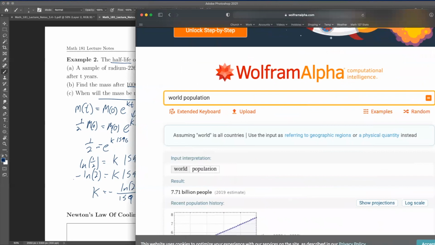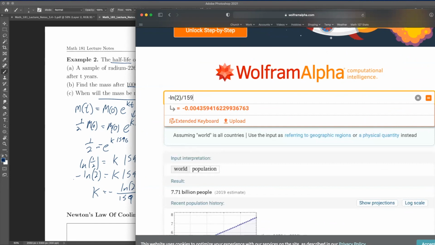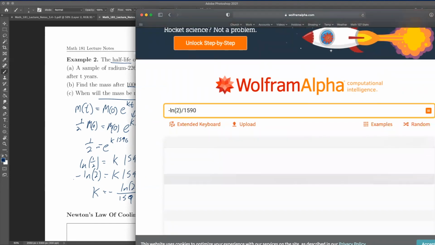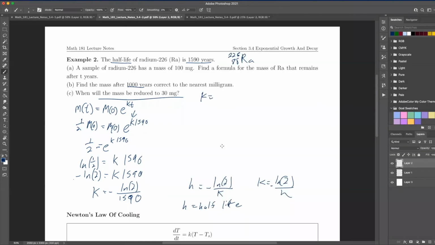So let's just crunch that number. So I have minus ln of 2 divided by 1590. It's a really small number for sure, right? So here I get a decimal approximation of negative 0.0043941.